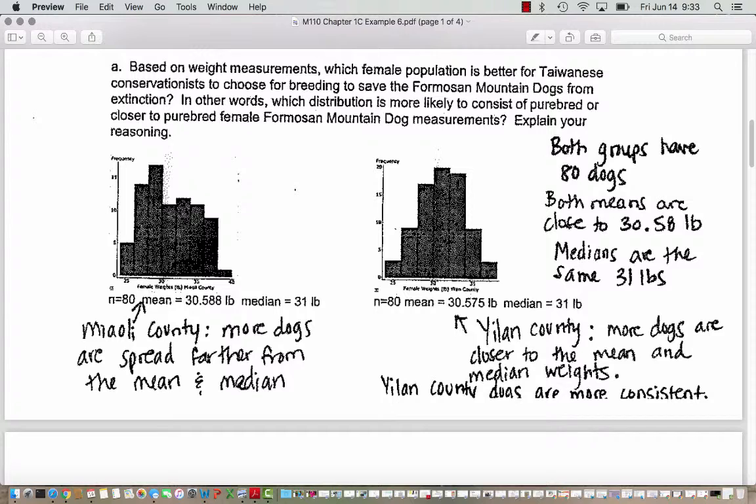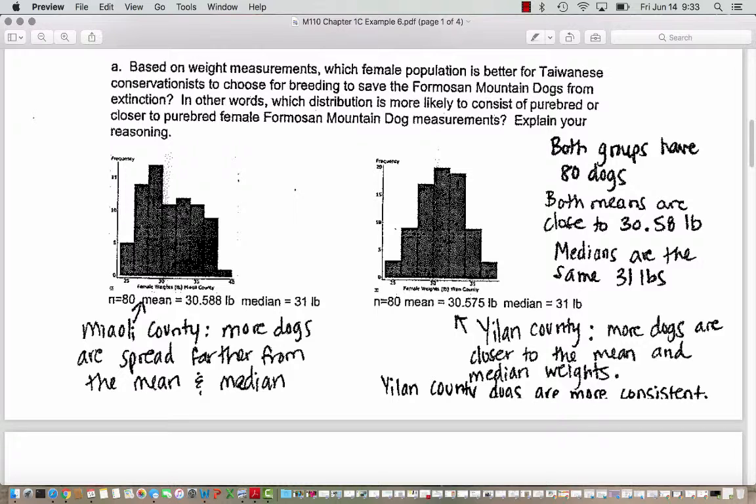Over here on the left are the dogs from Miaoli County. N equals 80 tells us there's 80 dogs in this histogram. Their mean weight is 30.588 pounds, and their median weight is 31 pounds. Over here is a distribution of female dog weights from Yilong County. Again, there's 80 female dogs in this group. The mean weight, 30.575, is really close to the mean weight for the dogs of Miaoli County. And the median weight is the same, 31 pounds. So we have a mean and a median that are really close for these 2 distributions.